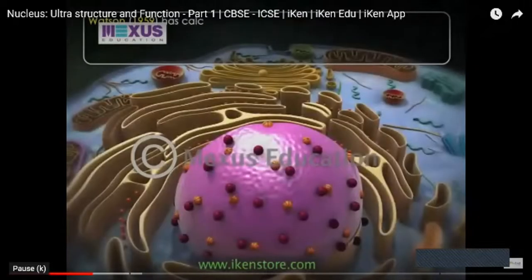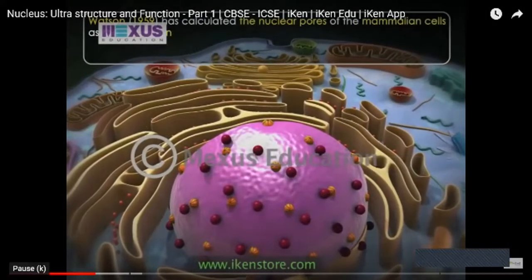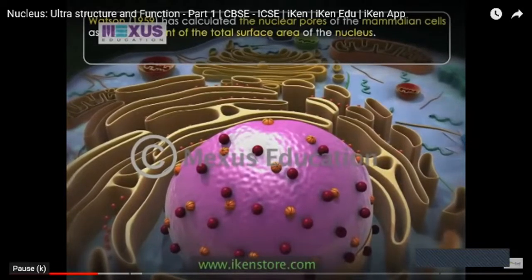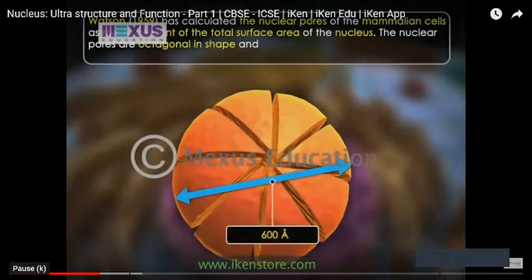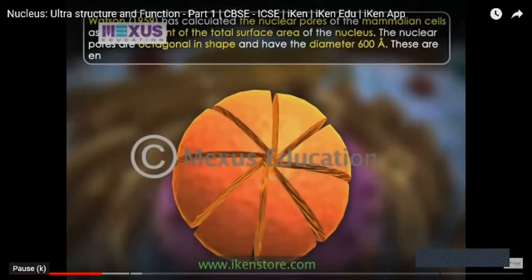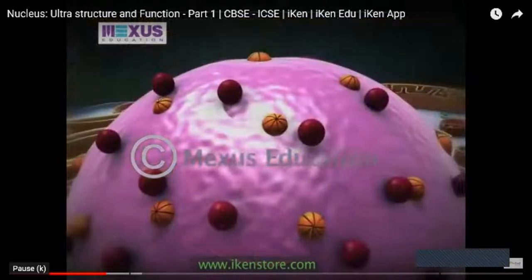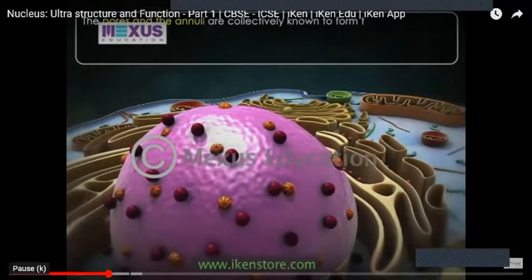Watson, 1959, has calculated the nuclear pores of the mammalian cells as 10% of the total surface area of the nucleus. The nuclear pores are octagonal in shape and have a diameter of 600 angstroms. These are enclosed by a circular structure known as annuli. The pores and the annuli are collectively known to form the pore complex.